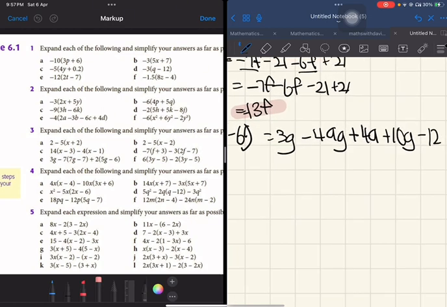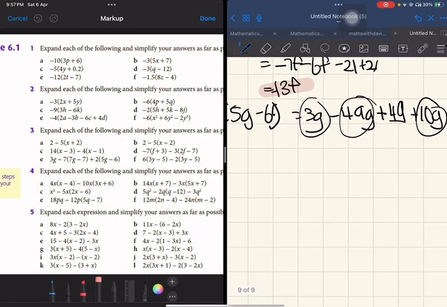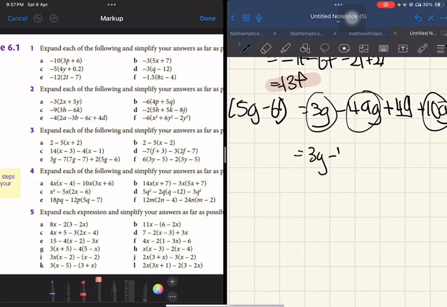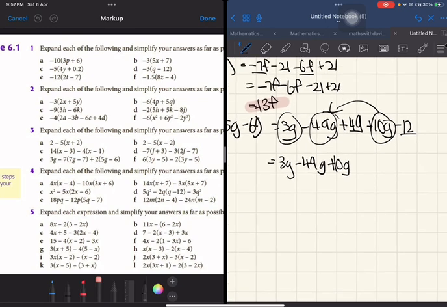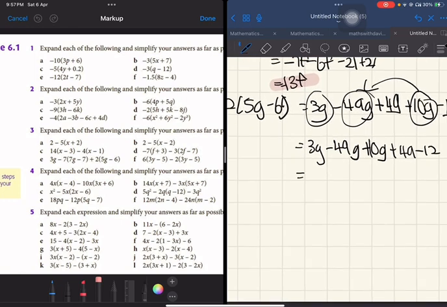Alright, so there are no other numbers here, so let's just, okay, these are together. This is 49, okay, and then these are together. So 2g minus 49g, I'm just going to bring this positive 10 over here, so plus 10g, and then plus 49 subtracted by 12. Okay, now we're going to get negative 36g plus 37. That's your answer.